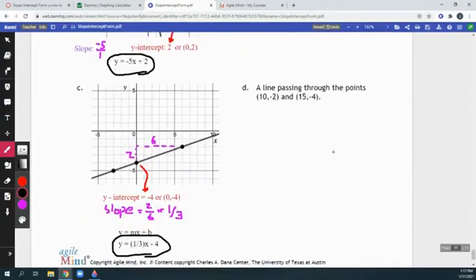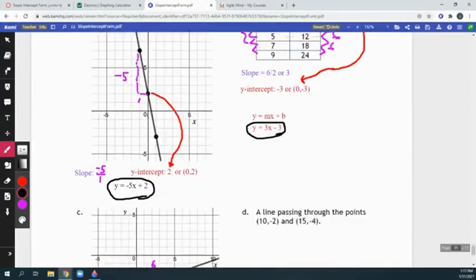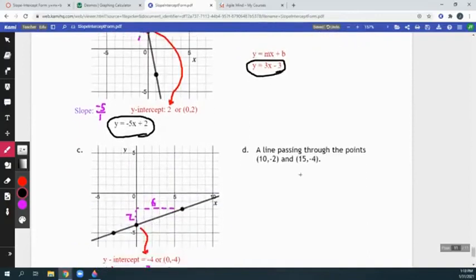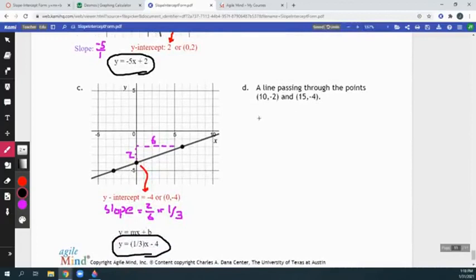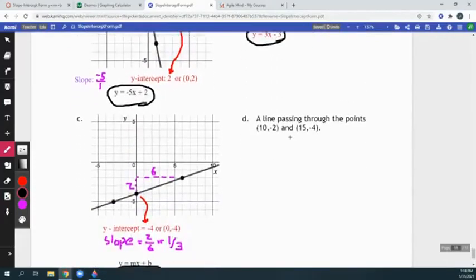The last one. This one's a little tricky, because notice, these ones with the graphs where I see the intercepts are nice. Did you notice this one took more work? This one will also take more work because they're not telling me the intercept. Some of the later forms we're going to learn later in this chapter are specifically to deal with that. So let's take a look at these.